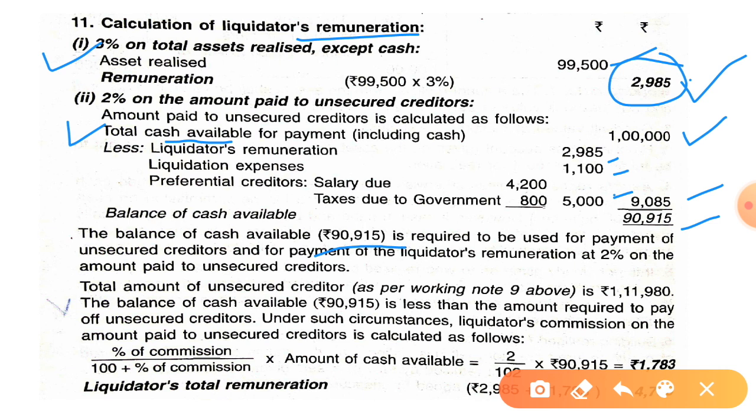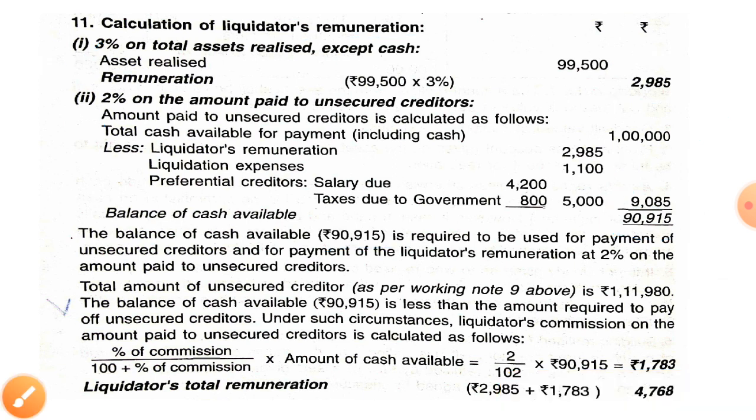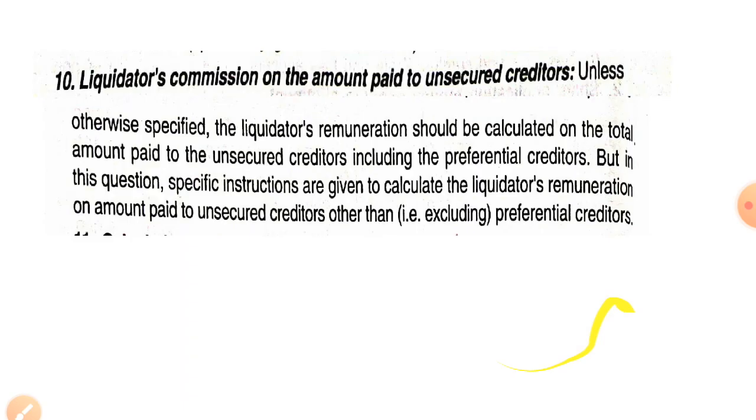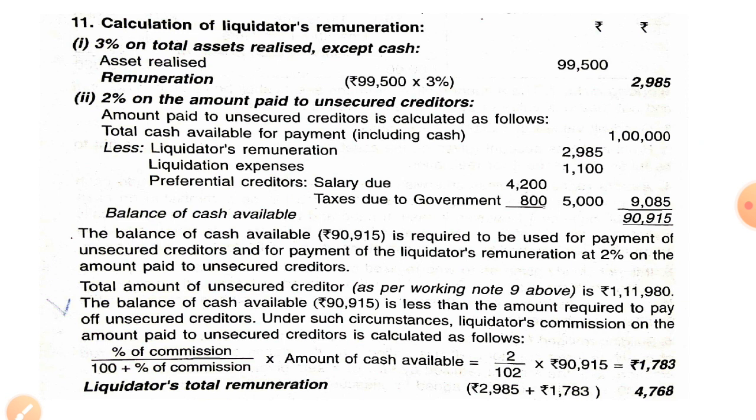But what is the amount of unsecured creditors? See here, 1,11,980. Just now we calculated, right? That means it is less. There is deficiency. So how are we supposed to calculate? 90,915 is the cash available. So 90,915 into 2 divided by 102. This we are calculating. So it is 1,783.